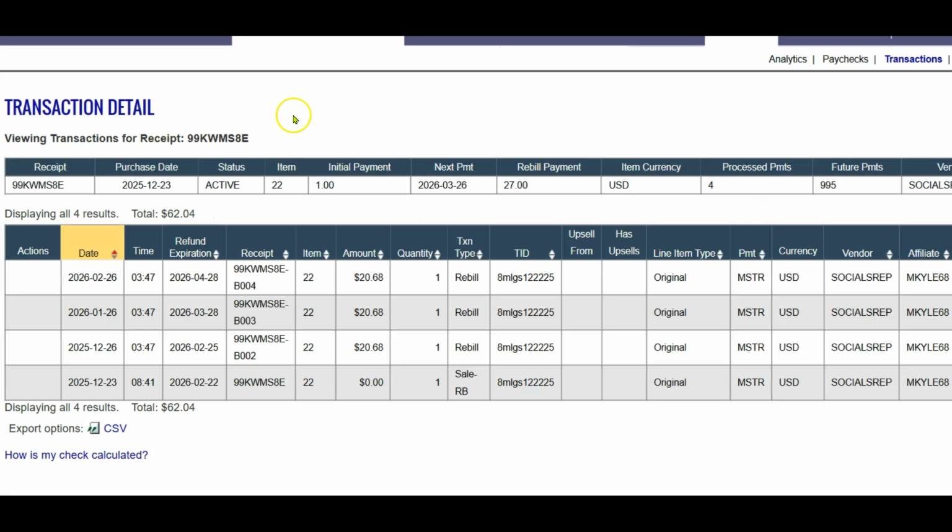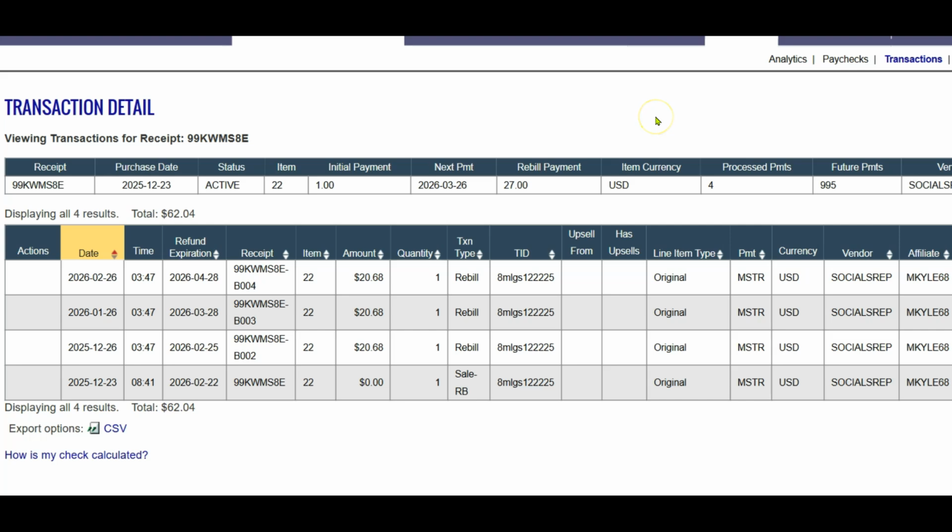If I come over here, this is actually for that rebill that we just discussed that came in in December. So again, this is my third rebill for this customer. As you can see, it is active here, so that's good. The next schedule is now for March 26th, so hopefully they'll stay on and I'll get another $27 sale, of which I'll get $20.68. So that's good to see. That is where we're at for the detail on that one.